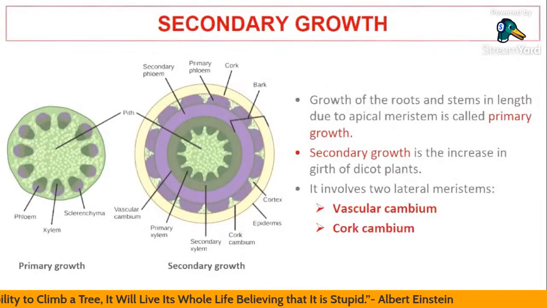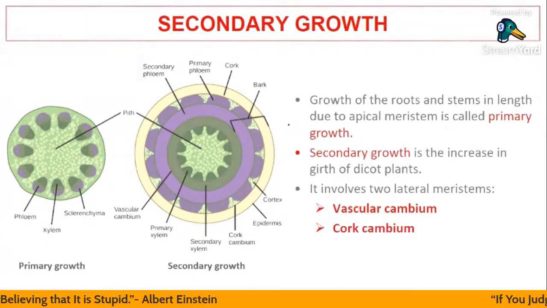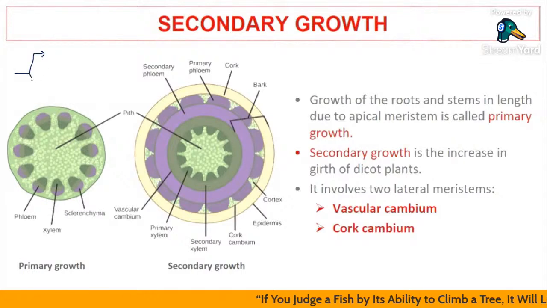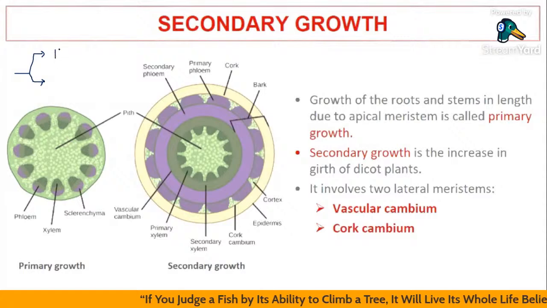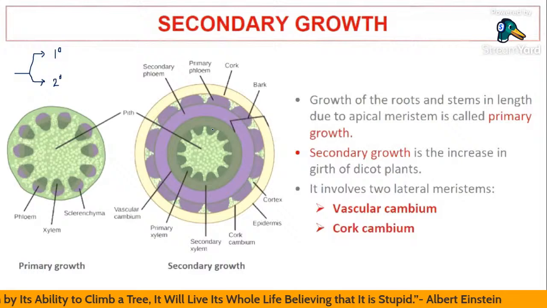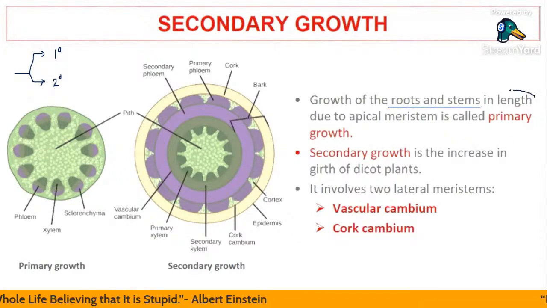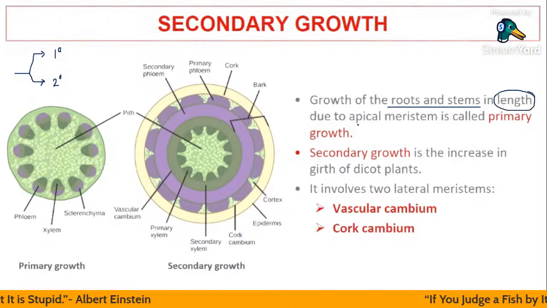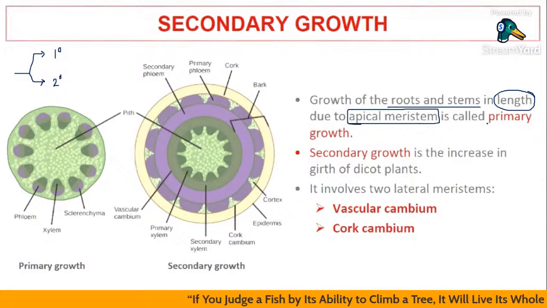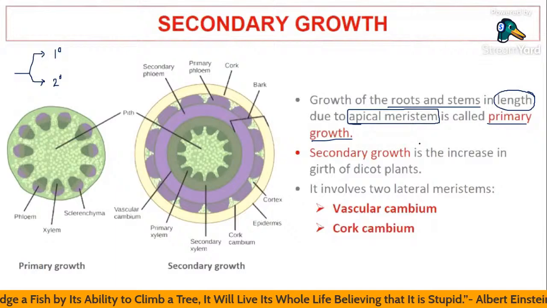So let's get started with today's class on the topic secondary growth. Mainly in a plant you will see two different types of growth, that is primary growth and secondary growth. What do you mean by primary growth? Primary growth means growth of the root and stem in length due to apical meristem. What is primary growth? Increase in the length of the plant due to apical meristem is called primary growth.